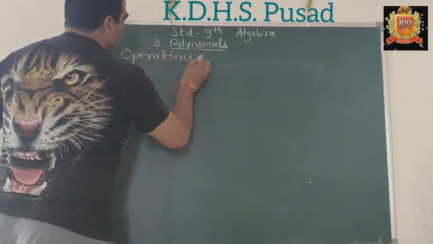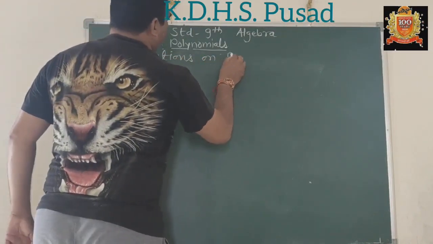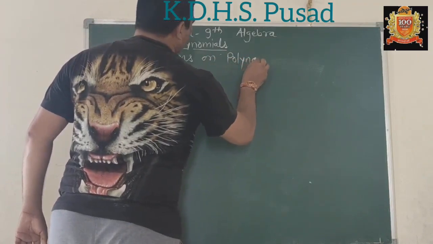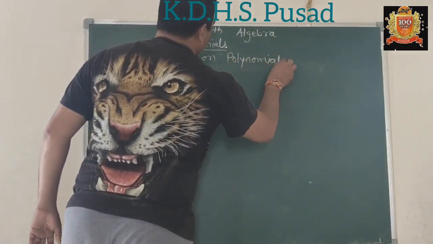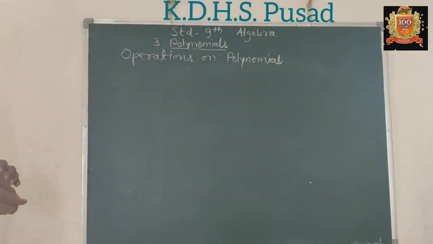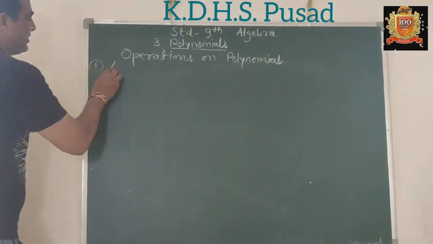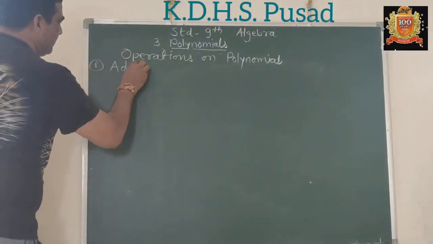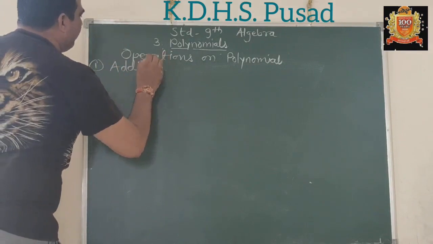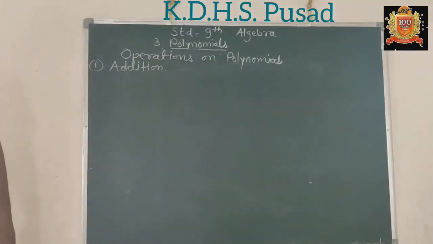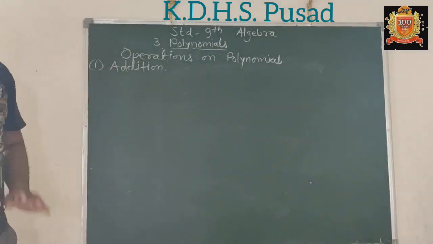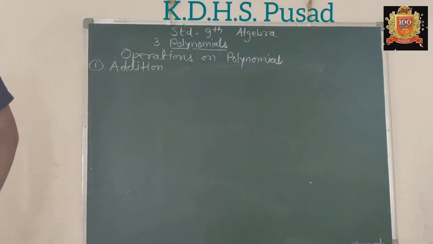Operations on polynomial. First of all, we will study addition. Addition of polynomials, maybe two or more polynomials that we want to study. Now this addition you can perform in two ways, maybe vertical, maybe horizontal. So here I am presenting a question directly.